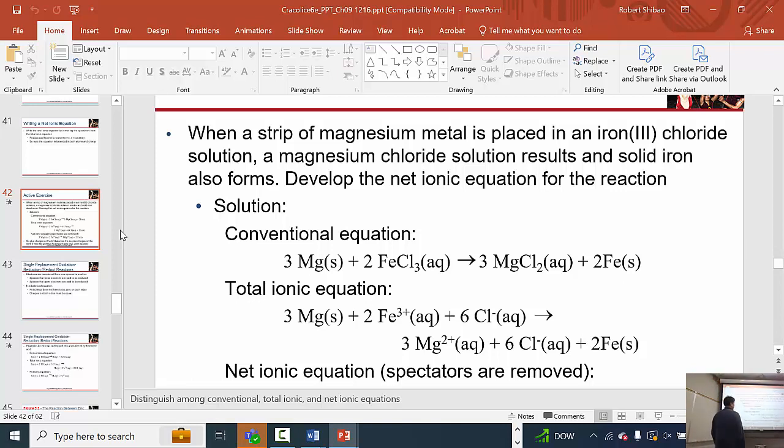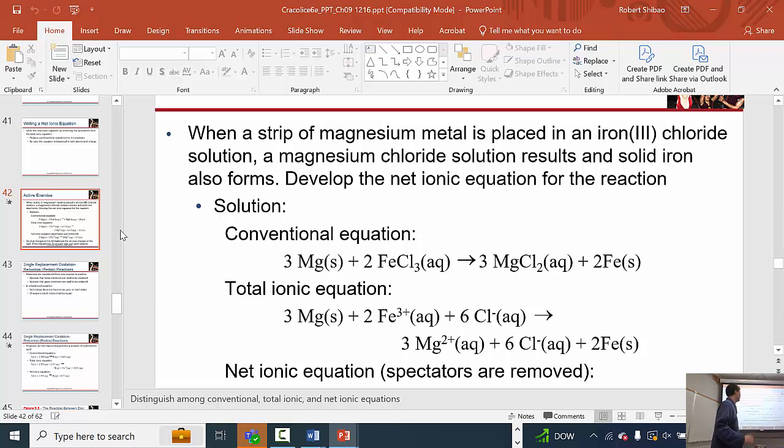So let's use the activity series to figure out if we have a driving force. Do we have a driving force for this particular reaction? The first thing you do is you look at the two elements. The element on the left is magnesium, and the element on the right is iron. So which one, do you think, well, this one you might not even need to look at the activity series. Which one do you think is a more reactive metal, magnesium or iron?